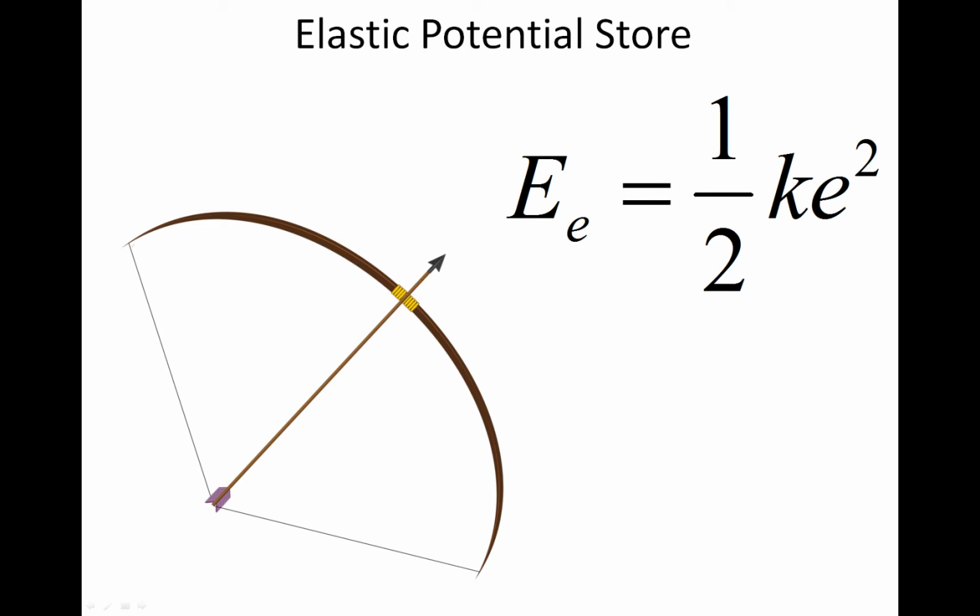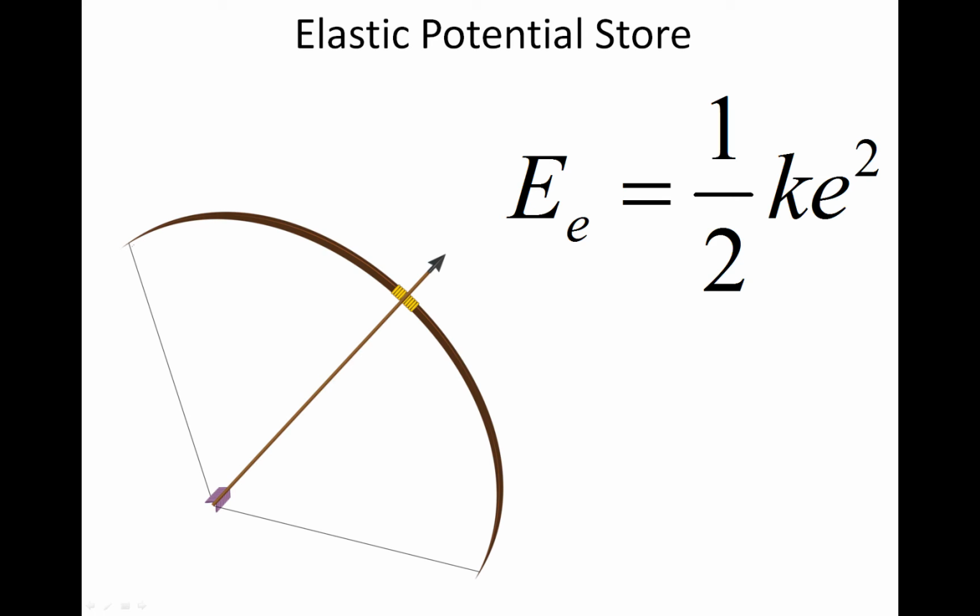E_e, which is energy in the elastic potential store, is equal to 1/2 k e squared, where k is the spring constant, which tells us how stiff or loose the spring is, and e is the extension. That means how far the spring is either stretched or squashed. It's important to note it doesn't just have to be a spring though. It can be a rubber band, or it could be, as the example on the screen, a bow and arrow.